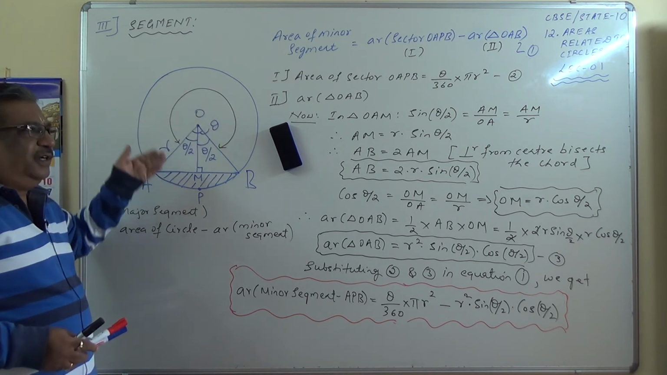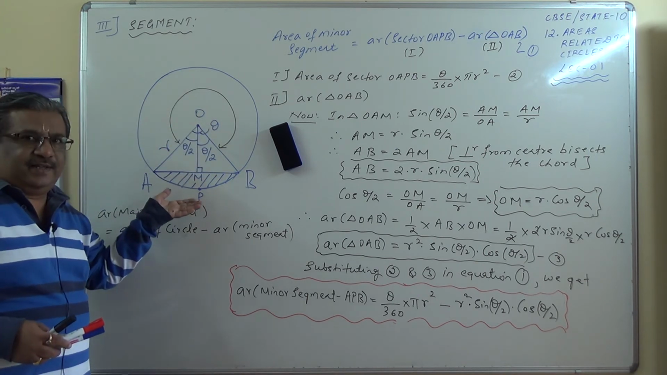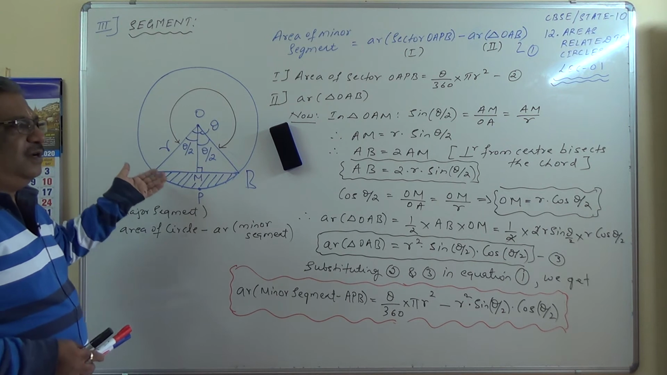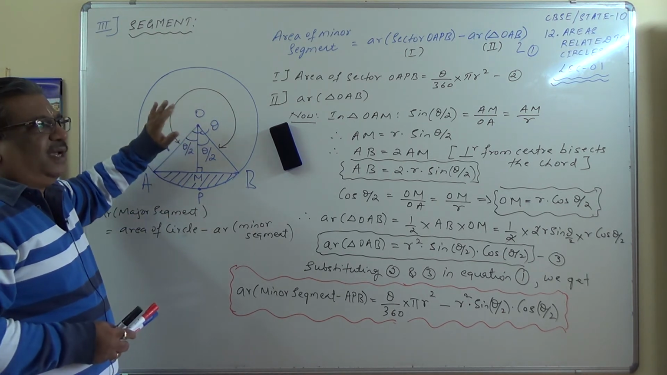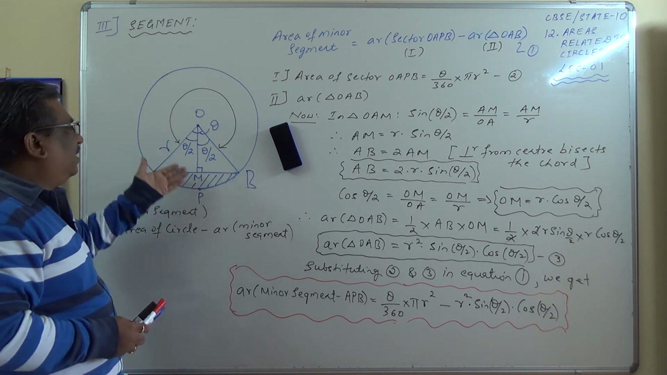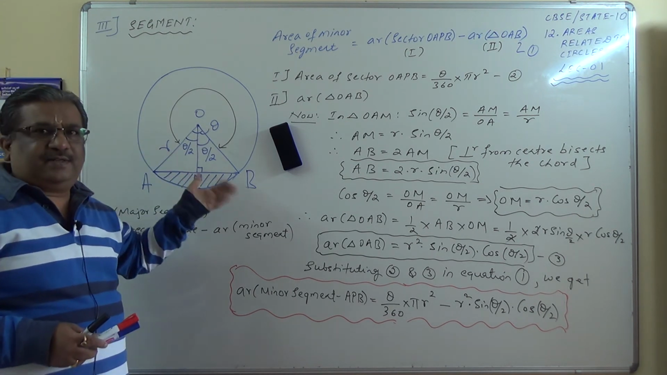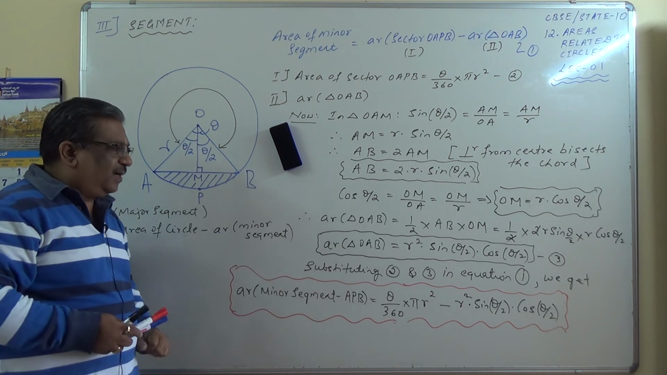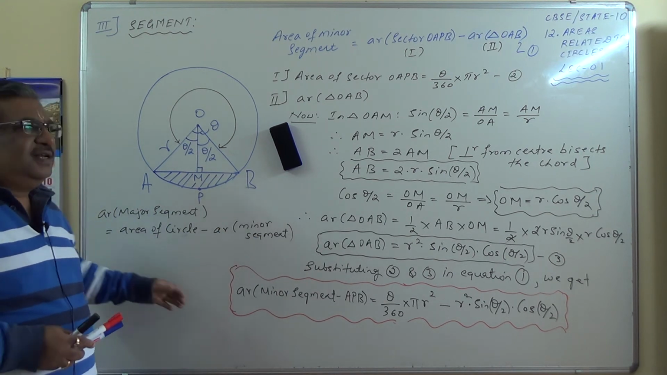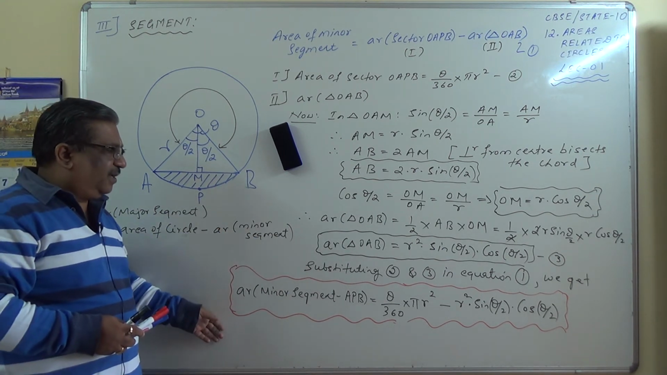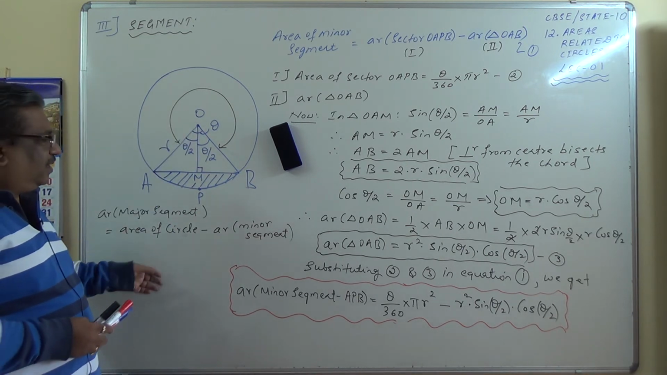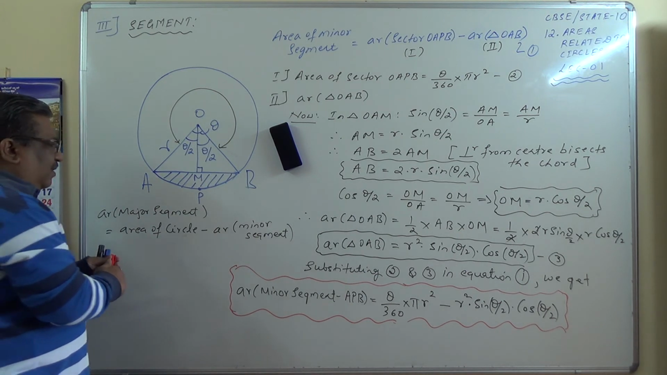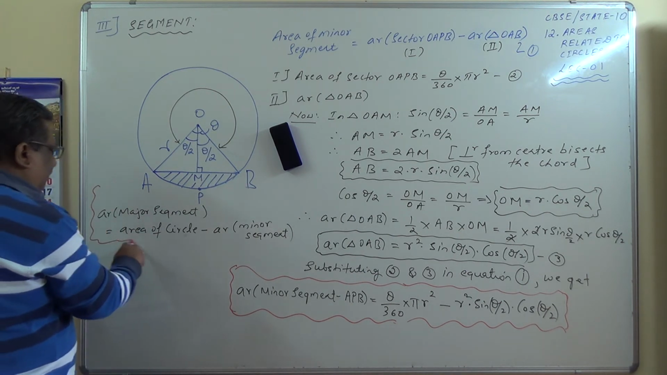Say if they give 240 degrees, you can calculate it as 120 degrees here, because 360 minus 240 is 120. So theta by 2 is 60 degrees. So it is very easy to find the area of the minor segment. Area of the circle minus area of the minor segment gives you the area of the major segment. These are the formulas which you have to note down. Mark this also and note it somewhere in your notebook.